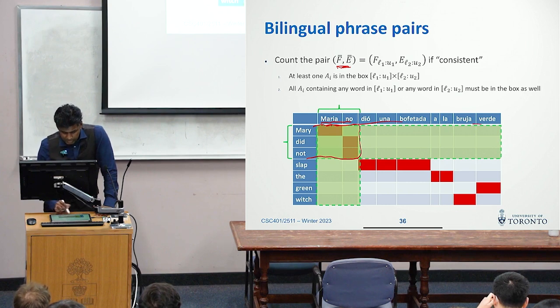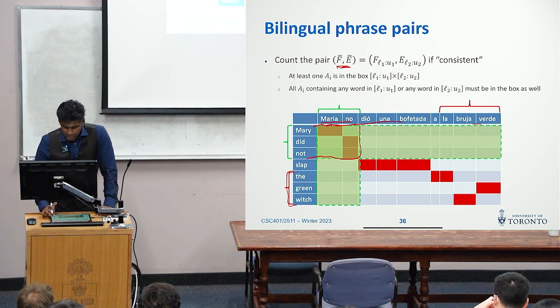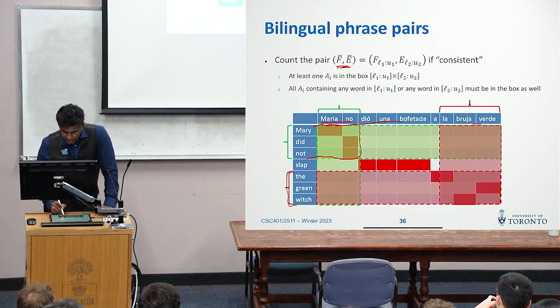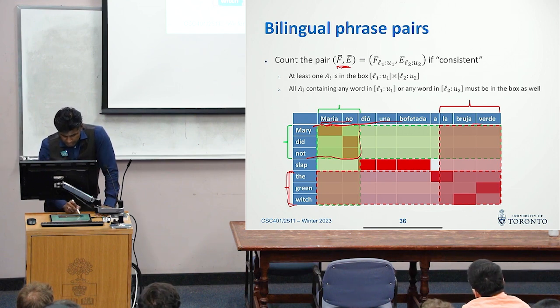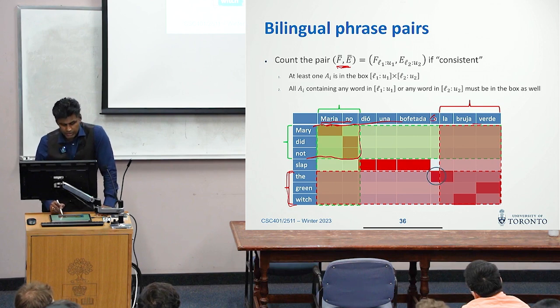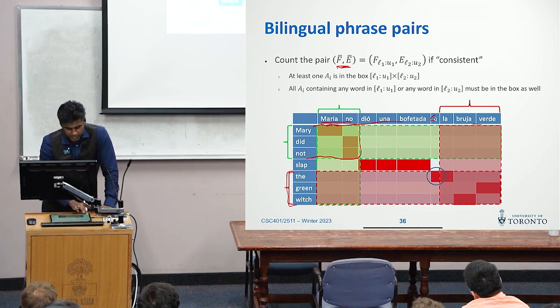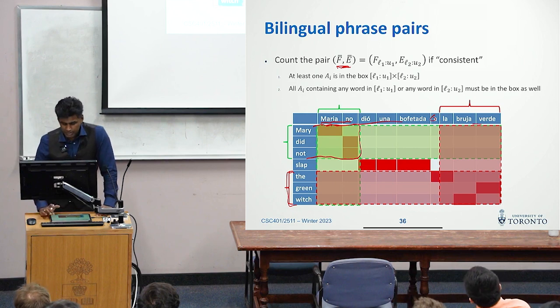However, let's say we look at the Greenwich and La Bourge Verde. You can see that this is not a consistent phrase, so we don't count it, because there's a word that corresponds to A, which is not in the span of the source phrase. So basically, we don't count this. That's the idea of how we can calculate the pair F, E, and then the phi, and then basically the total probability using phrases.